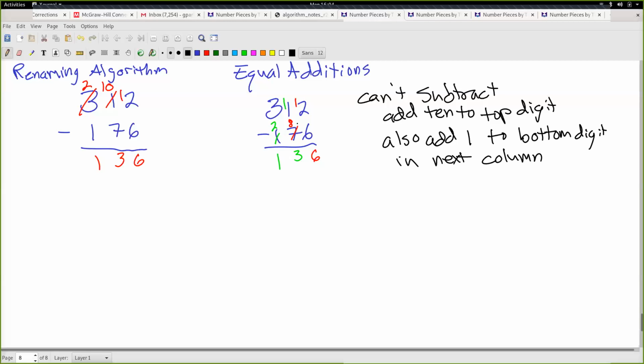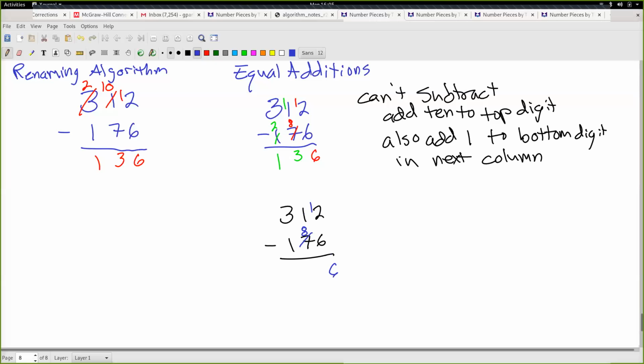Okay, so I'll just repeat these rules for that same problem. 312 take away 176. I can't do 6 minus 2, so I add 10 to the top number, and in the next column, I add 1 to the bottom number. And basically what I'm doing is I'm adding 10 to the top and the bottom in special ways. 12 minus 6 is 6.